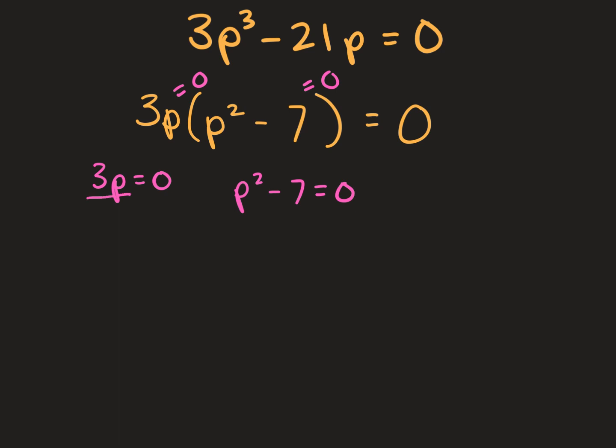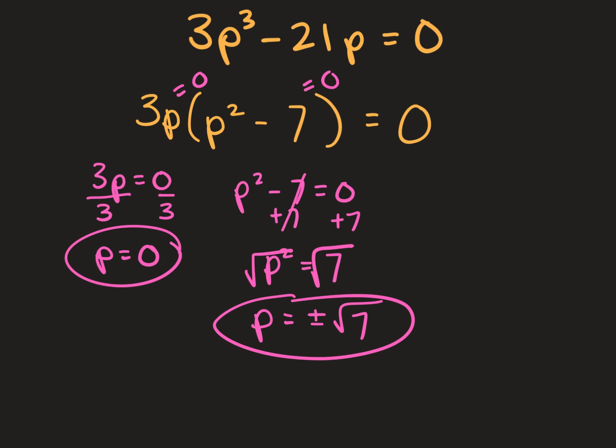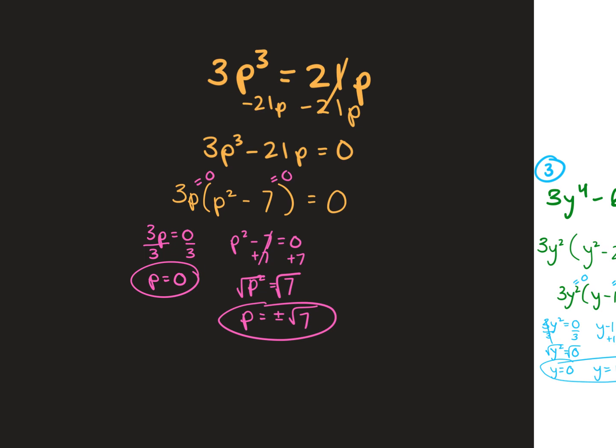The first one to solve, we're going to divide by 3. So p is equal to what? 0. Second one, I need to add 7 to both sides. So p squared is equal to 7. What would we do next to solve for p? Square root it. What do we have to remember when we take the square root of both sides? Plus or minus square root 7. So these would be our 3 answers. With p is equal to 0 and p is equal to plus or minus square root 7. So this one was number 5.